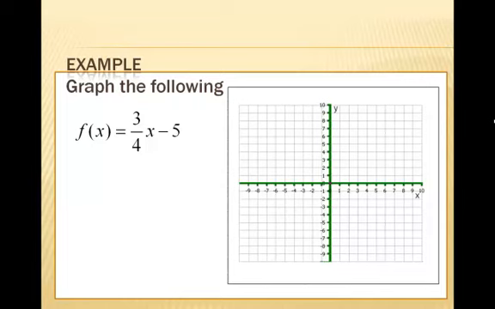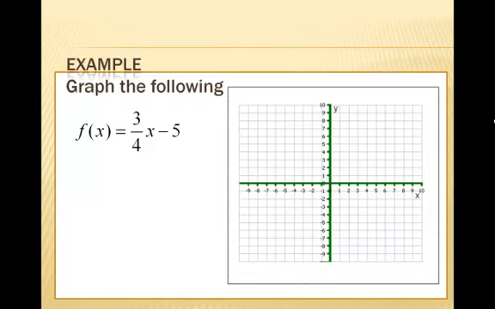So let's try graphing one of these out. Let's try graphing f of x equals 3/4 x minus 5. And notice how this is definitely in slope-intercept form. So the 3/4 represents our slope, and the minus 5 is our y-intercept.